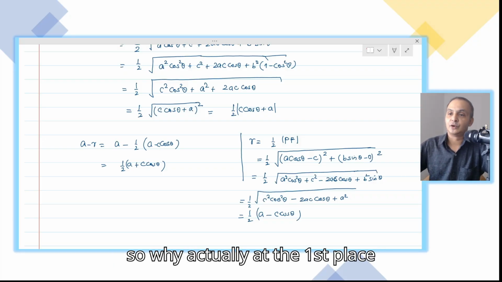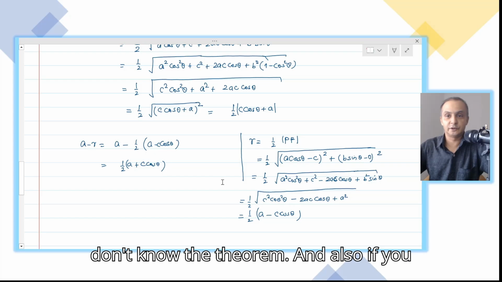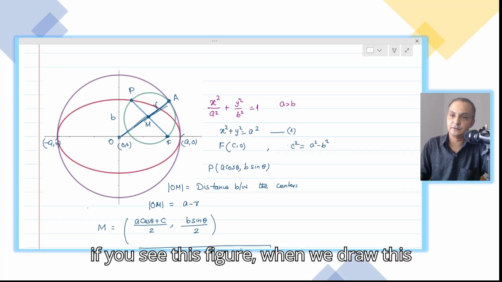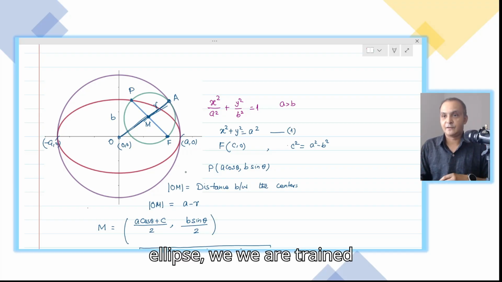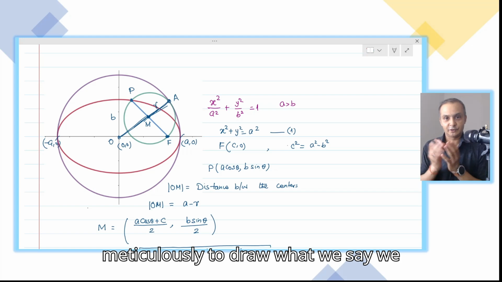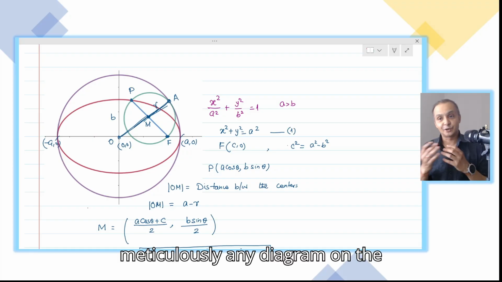All right. So why actually in the first place could students not draw this? Because we don't know the theorem. And also if you see this figure, when we draw this ellipse, we are not trained so meticulously to draw any diagram on the scale.